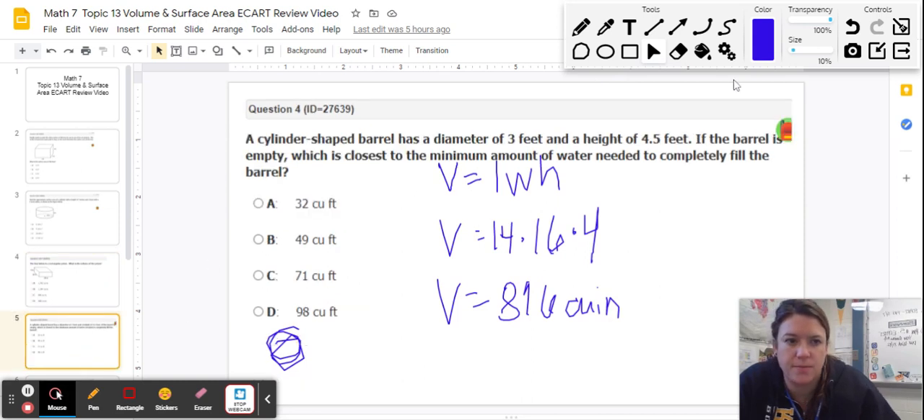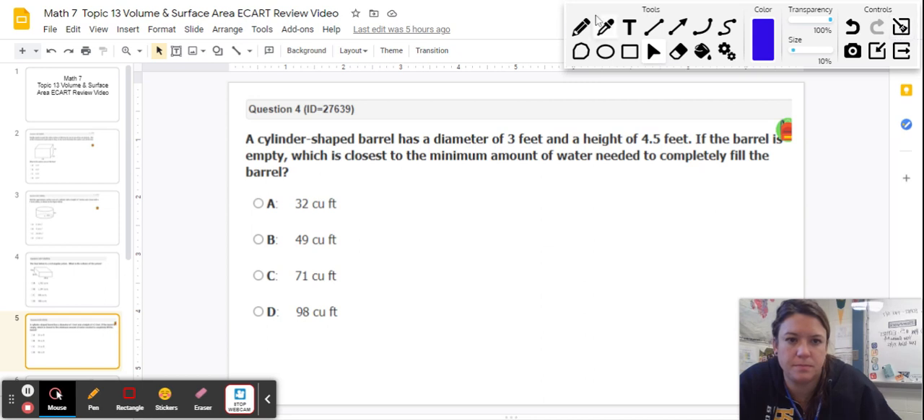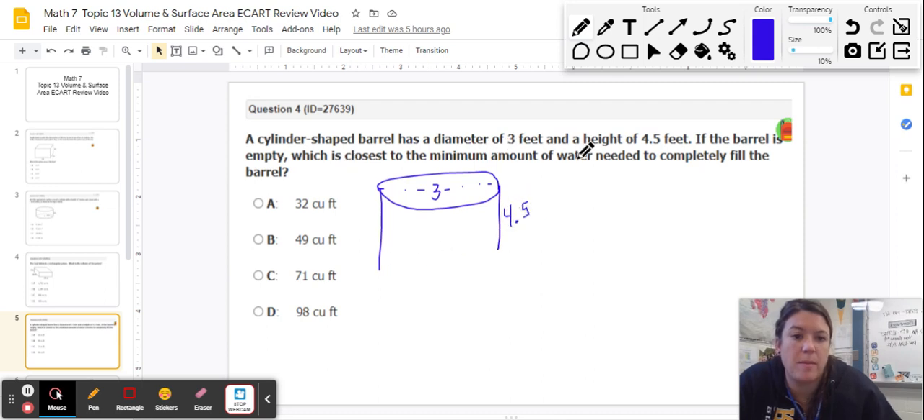Number 5. A cylinder-shaped barrel has a diameter of 3 feet. So they're giving us all the way across, which means we're going to need to divide that by 2 to get the radius, right? This is the cylinder. They're telling us it's a diameter of 3 and a height of 4.5. And what's the closest to the minimum amount of water needed to fill? Whenever it's filling something, we're finding volume.